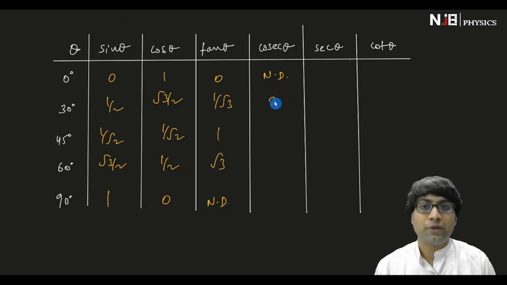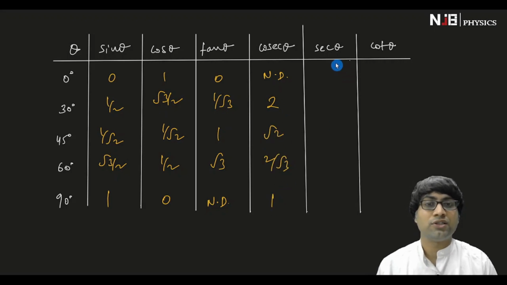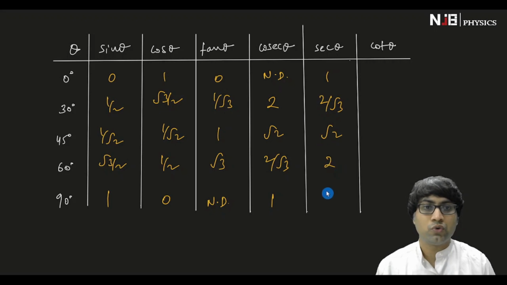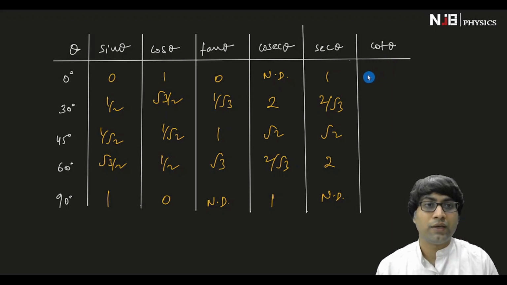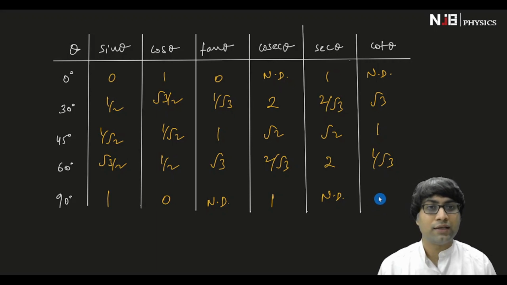Cosec 30 degree will be 2, cosec 45 will be root 2, then 2 by root 3, and then 1. In case of sec theta, it is a reciprocal of cos theta, so it would be 1, 2 by root 3, root 2, 2, and not defined. And in case of cot theta, it is basically the reciprocal of tan theta, and therefore it would be not defined at theta equal to 0, then root 3, 1, 1 by root 3, and cot 90 degrees is 0.